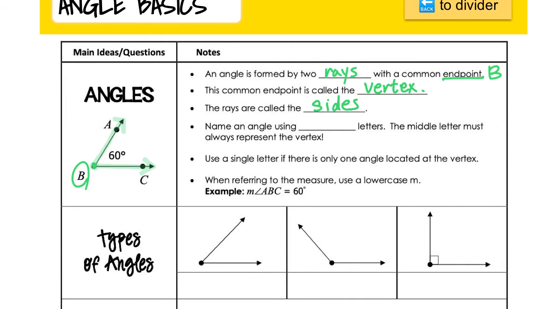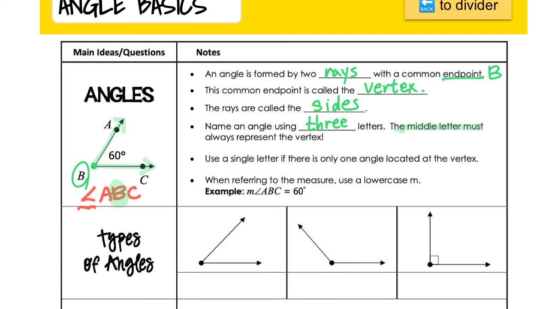Name an angle using how many letters? 3 letters. The middle letter must always represent the vertex. On the left side, the diagram angle name should be angle ABC. Do you see I put the angle symbol in front and the vertex should be in the middle? Yes, we can also call it angle CBA as long as your vertex is in the middle.